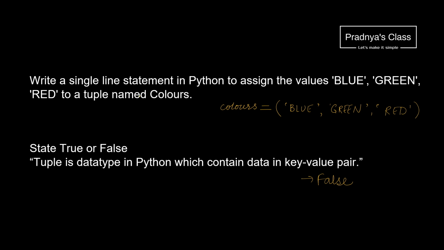In this question, we need to assign these values and create one tuple named colors. That is very simple. We can create it like this. Here is one more question based on it in which we need to state true or false. Read the question carefully. Tuple is a data type in Python which contains data in key value pair. We know that key value pair data we write in case of dictionary, not in case of tuple. That's why this statement is false.